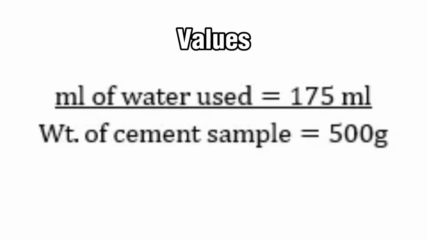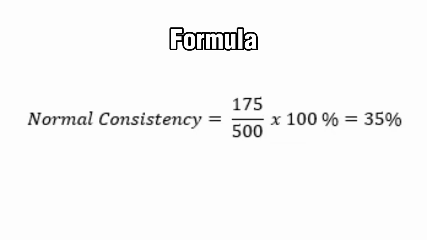Now, calculating normal consistency, we substitute the following values that we got from the third sample into the equation and then calculate. Hence, the normal consistency of the cement is equal to 175 milliliters of water over 500 grams of cement times 100%, which is equal to 35%.